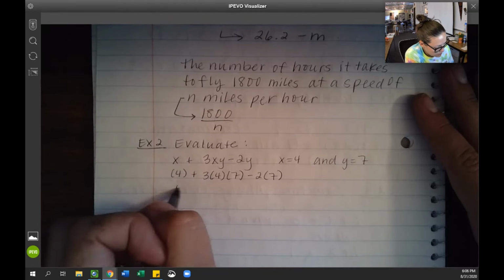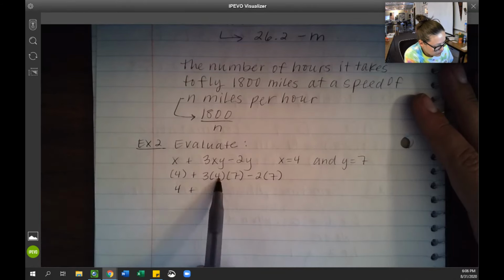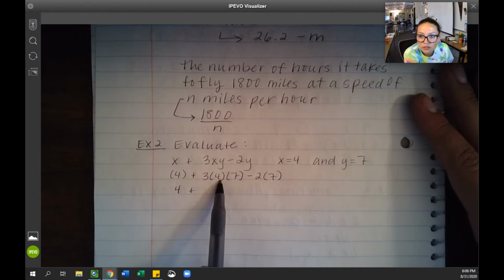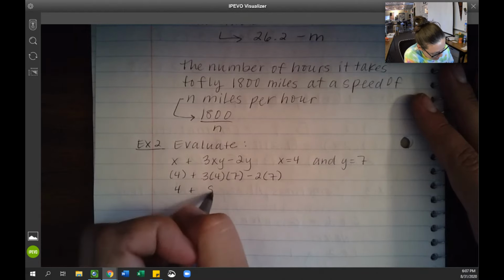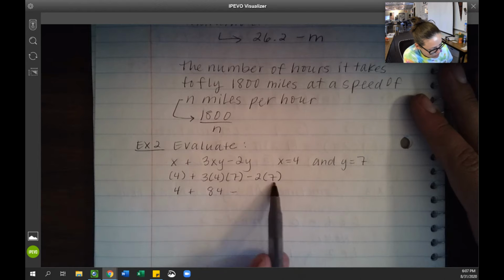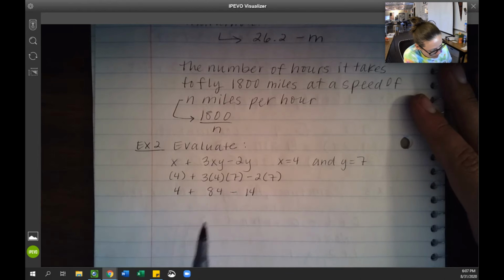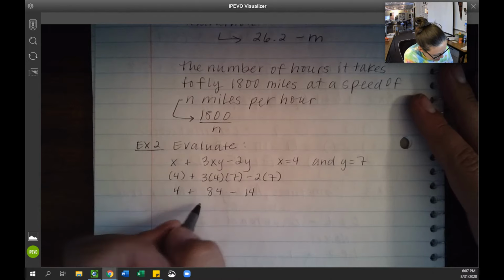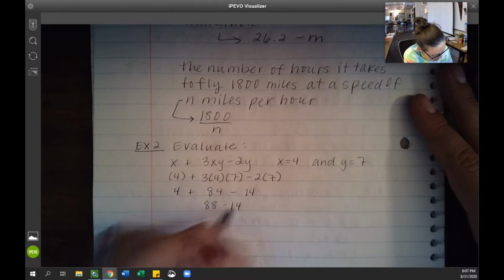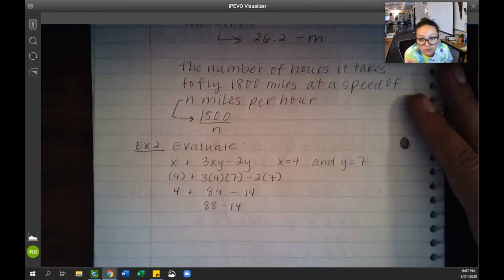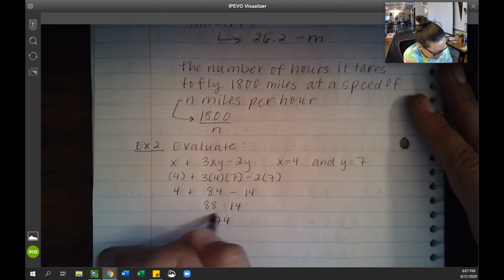All right, so that's just 4, plus 3 times 4 times 7. 3 times 4 is 12. 12 times 7 is 84. And 2 times 7 is 14. 4 plus 84 is 88. And 88 minus 14 is what? 74? 74.